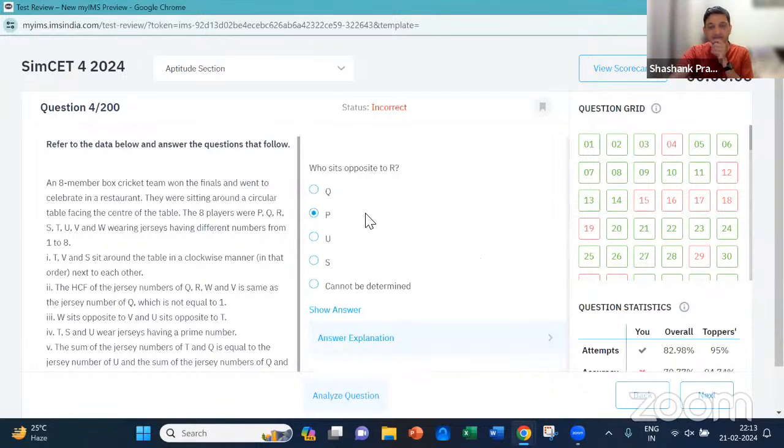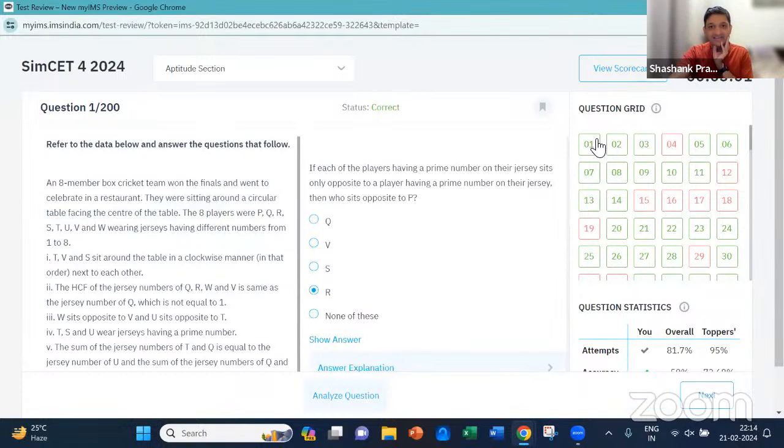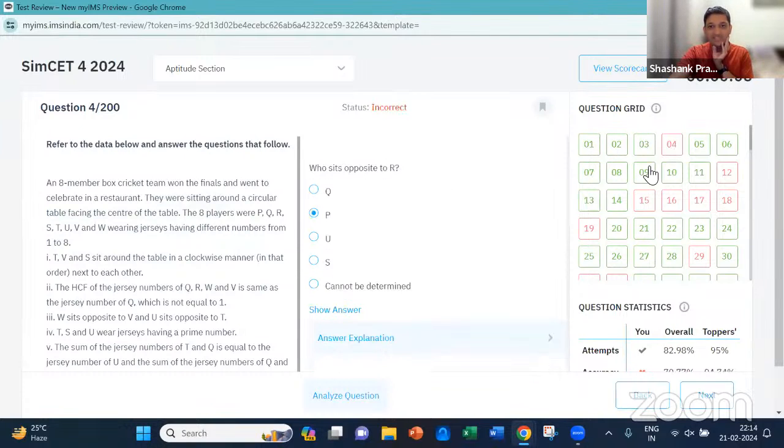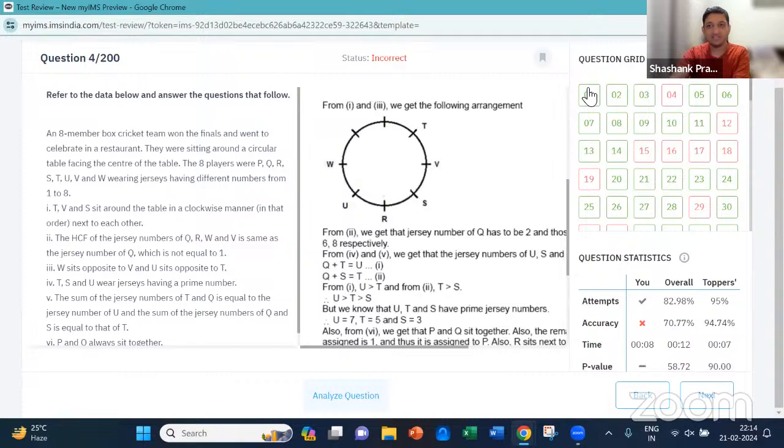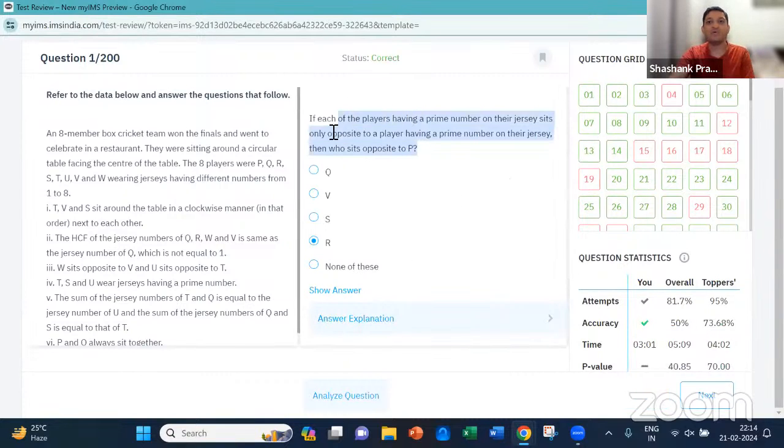Let's see. Yeah, the R one I think got messed up, right? Some mistake I made. R was sitting opposite to P was right, and who was sitting opposite to R, P was wrong. Okay, I don't know. Something in my, okay, I don't know. Not sure of this. Was there some condition in one? Oh, I missed this.